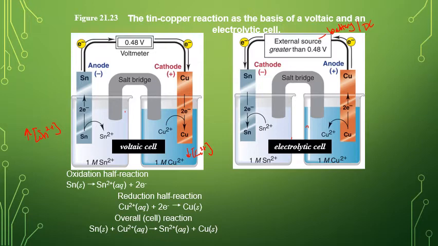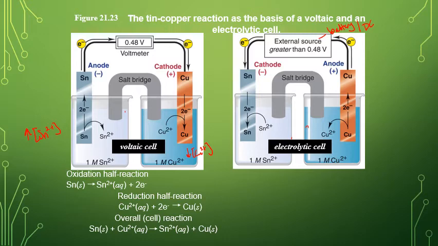Once we put it greater than 0.48 volts, we're forcing the electrons to go back in the opposite direction. As I have this buildup of electrons in the wire, it's going to take the Sn2+ ions out of the solution as they come in contact with those electrons, and they will start to plate onto the tin electrode. At the same time, the copper is going to begin to go into the solution. So the copper ion concentration will increase while the tin decreases.